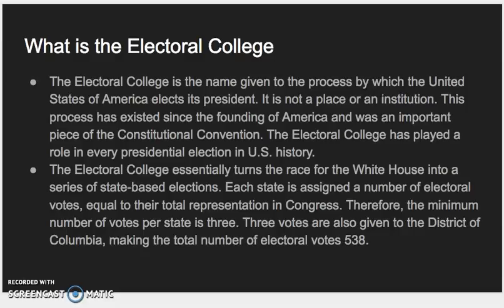And of course, the District of Columbia isn't a state, but because it does not belong to any other state, it's not fair that the people who live in the capital city would have no say in electing the president. So 3 votes were also given to the District of Columbia, right? So that brings the total number of electoral votes to 538.